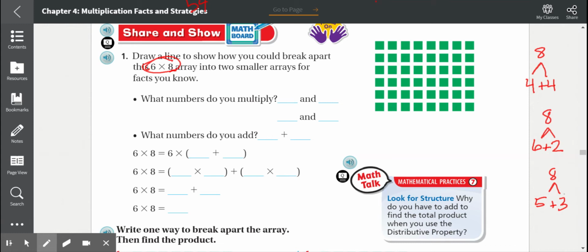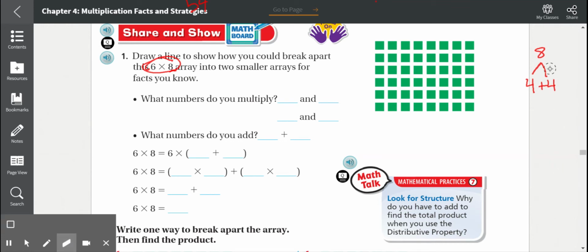It doesn't matter if you were to choose 4 plus 4 or 6 plus 2 or 5 plus 3, you'd still get the same answer. But for today, because we're doing this together, we're going to do this one of 4 plus 4. So I'm going to count out 4, 1, 2, 3, 4, and then draw a line. Okay? So remember, the number 6 didn't change. That number is staying the same.